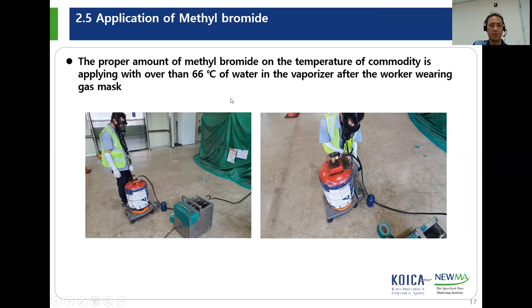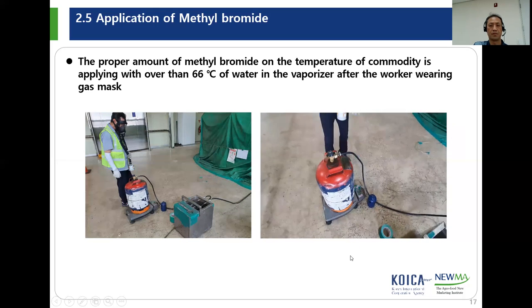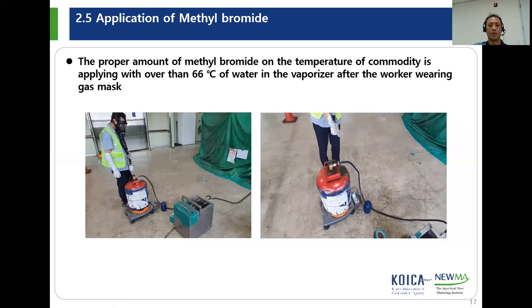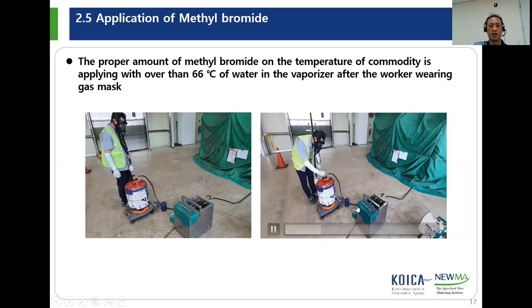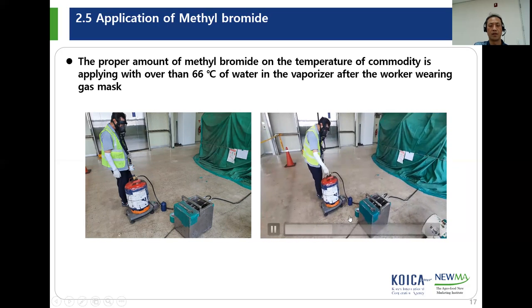The proper amount of methyl bromide for the temperature of the commodity is being applied while the worker is wearing a gas mask according to the protocol of the Animal and Plant Quarantine Agency. Chrysanthemum in this trial is applied with 48 gram per cubic meter of methyl bromide at 10 to 15 degrees Celsius. You can see how to introduce methyl bromide, during the weighing of the methyl bromide.